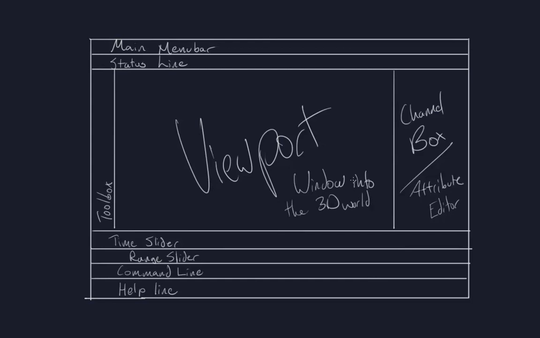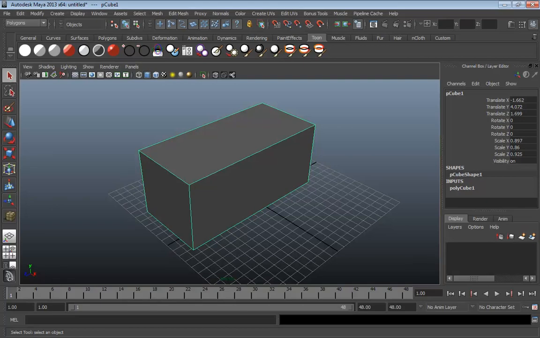And that is your window into the 3D world. Really, only while you're working in Maya is your stuff really 3D. If you're rendering out to film, once you get to the render, it's really just a 2D image at that point.